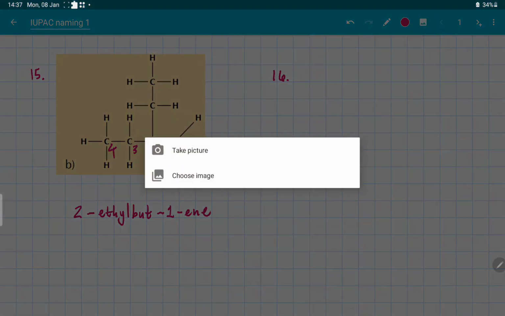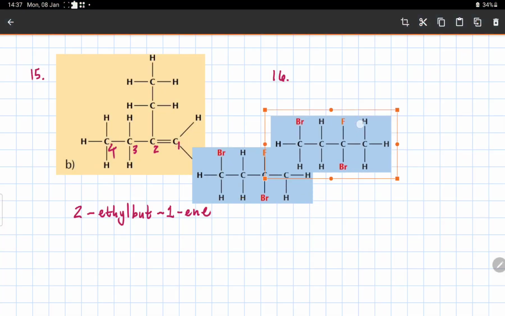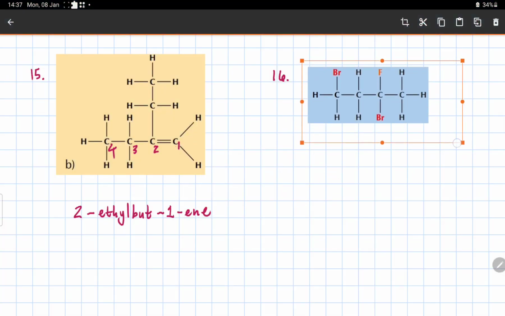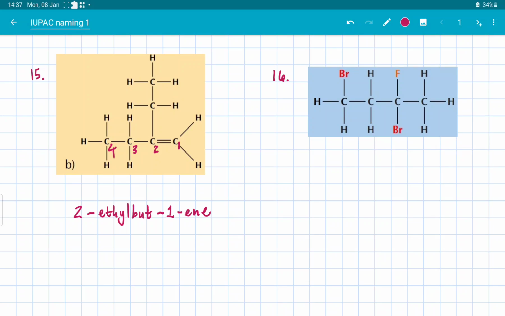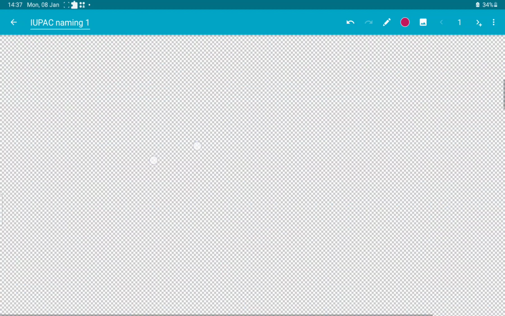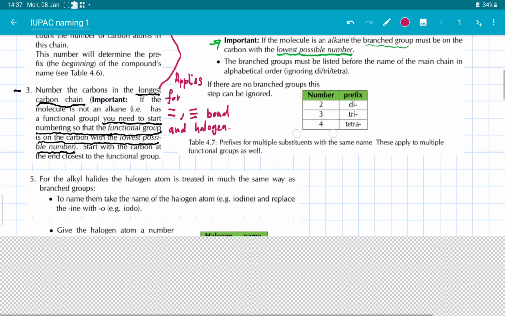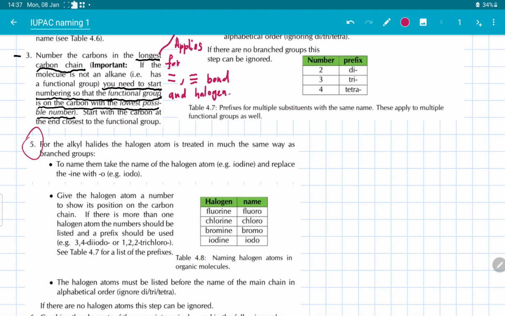Example 16. Okay, so let's go to the rule, because basically I forgot rule 4. Now let's add our rule 5 for halogens. Rule 5 for halogens or alkyl halides.